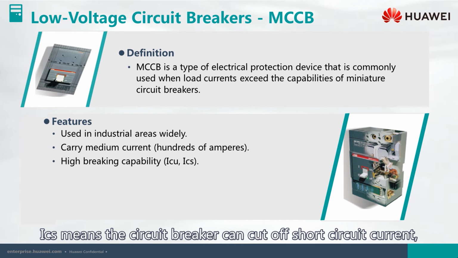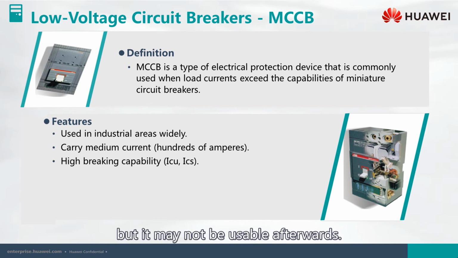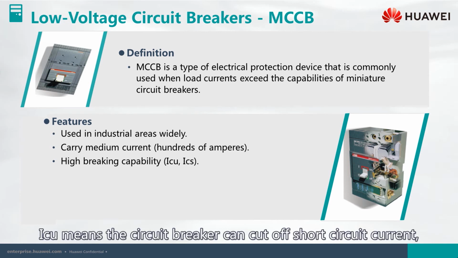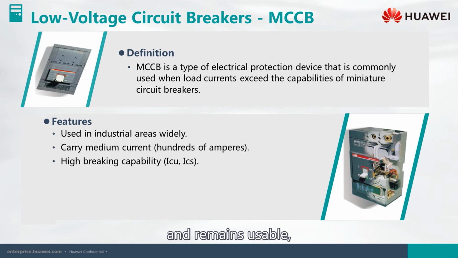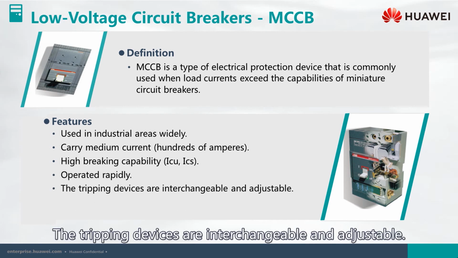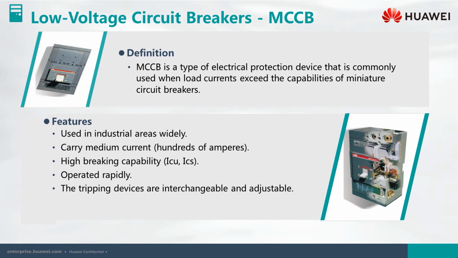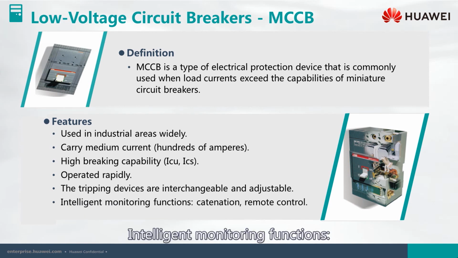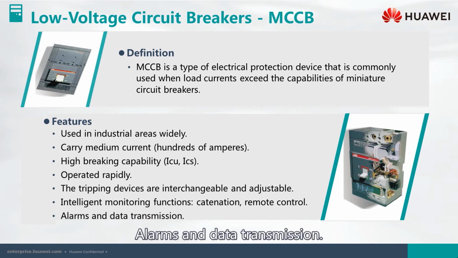ICS means the circuit breaker can cut off short circuit currents, but it may not be usable afterwards. ICU means the circuit breaker can cut off short circuit currents and remains usable. Operated rapidly, the tripping devices are interchangeable and adjustable. Intelligent monitoring functions, communication, and remote control, alarms, and data transmission. That's all for this section.